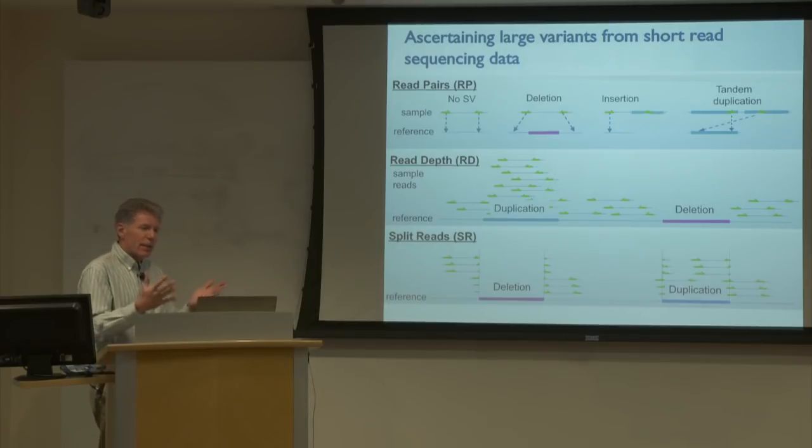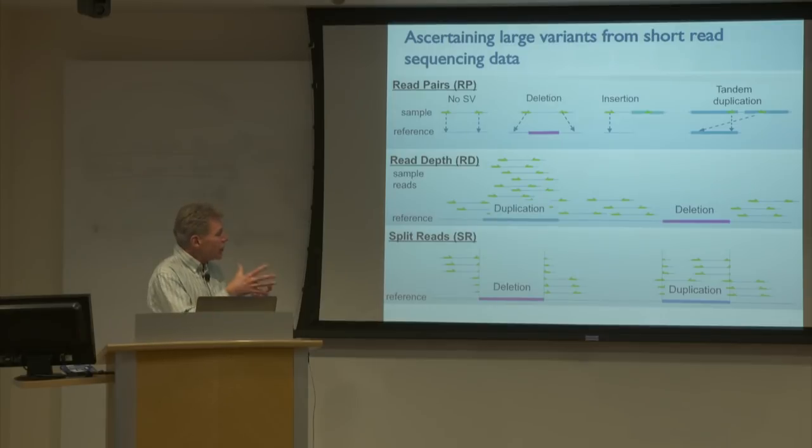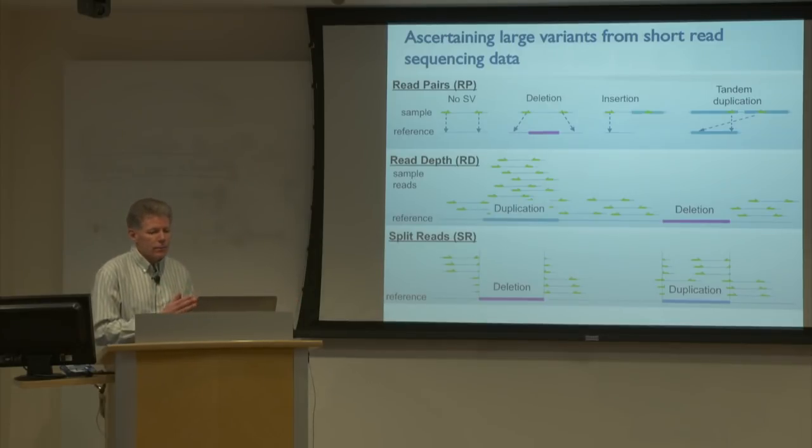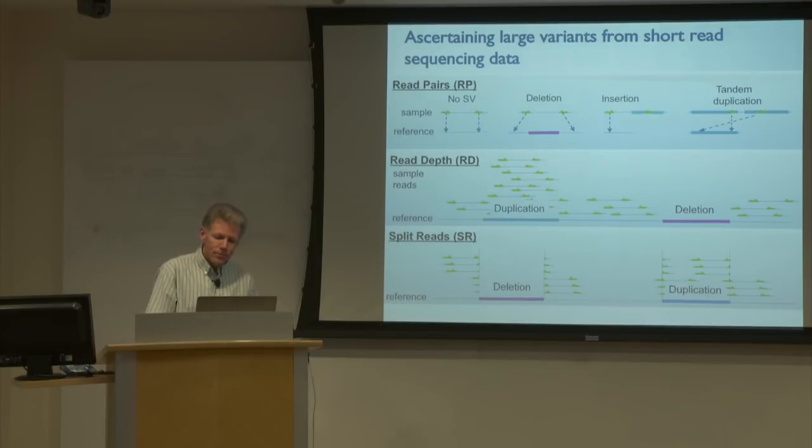And finally, especially as the reads get longer, you can look to see whether the read actually crosses a place where the genome has rearranged. As long as the sequence isn't too repetitive, you can map the read there accurately, and you can find these breakpoints. This split read signal again gives you evidence of the rearrangement in the underlying genome.